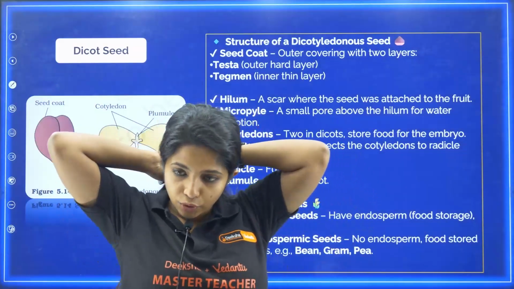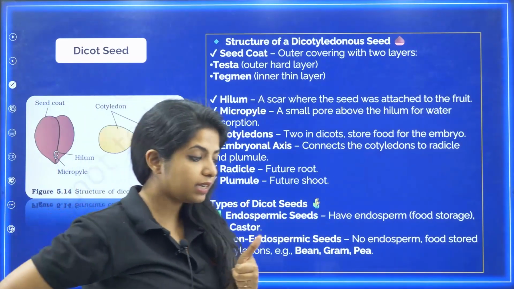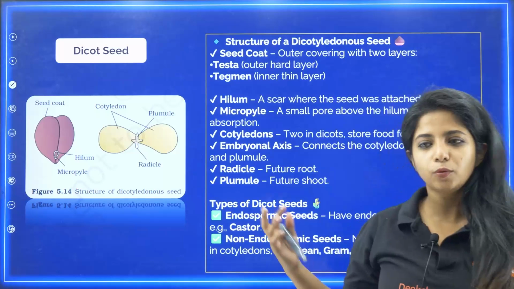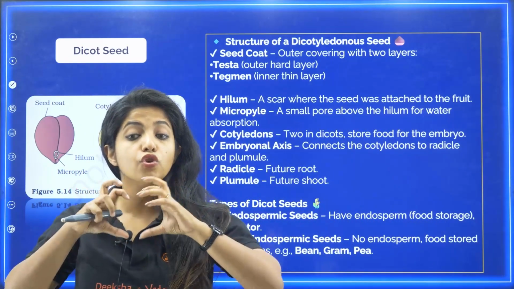Inside the fruit, what do you have? You have seed. Now the structure of seed: you have two types of seed. I told you there is the dicot plant and the monocot plant, and both will be having their own seed. Dicots are the ones that will be having two cotyledons.